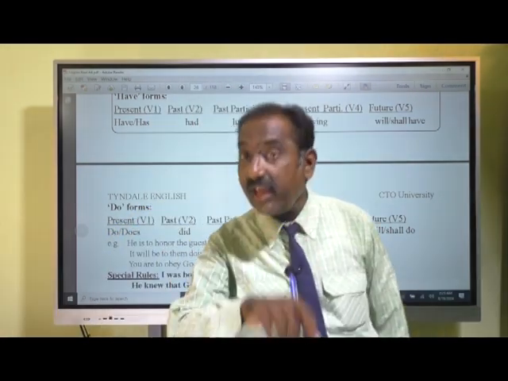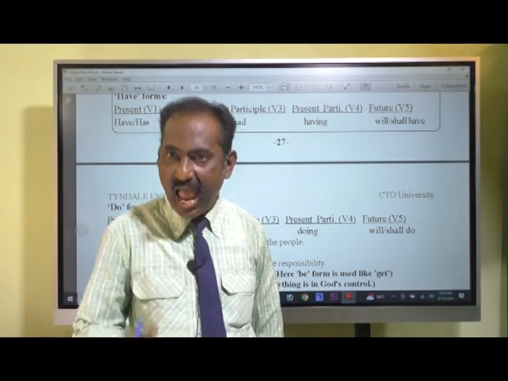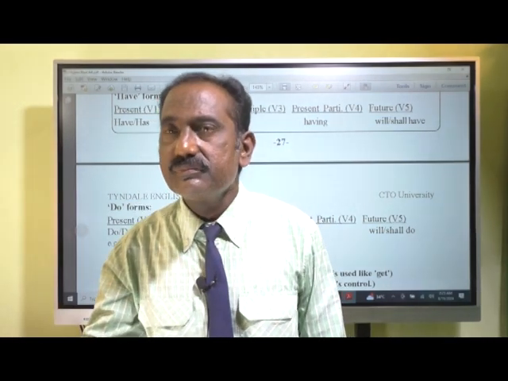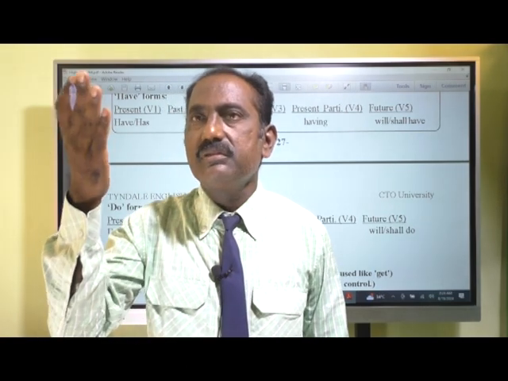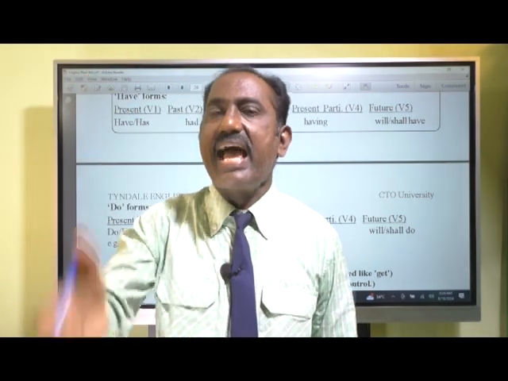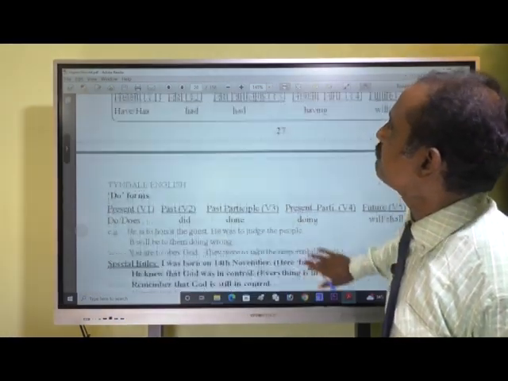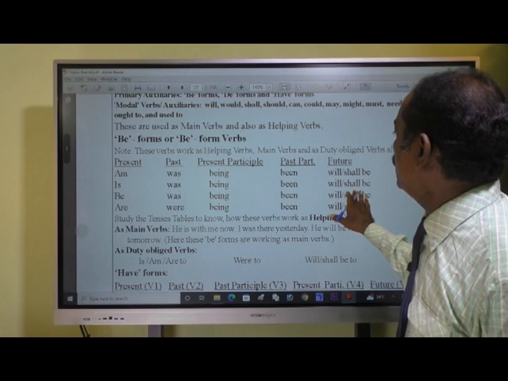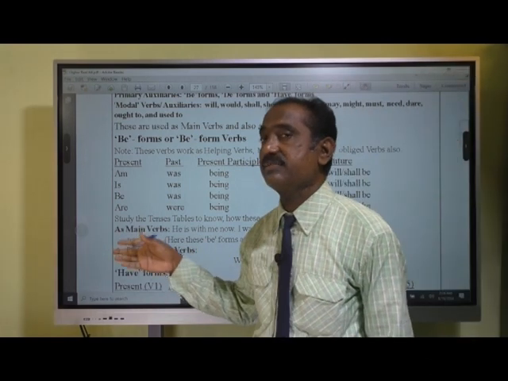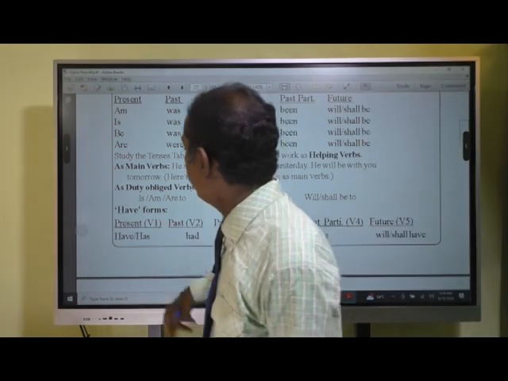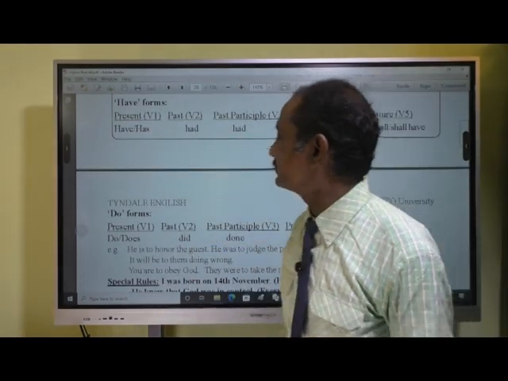What have you done there? That means have is helping verb, but done is main verb. If there is no second verb, helping verb is used as main verb. That is the difference you have to learn. Okay? Remember these things. You know, be forms. You may think that it is very easy, but it is very difficult to use. And then have form verbs and also do form verbs.